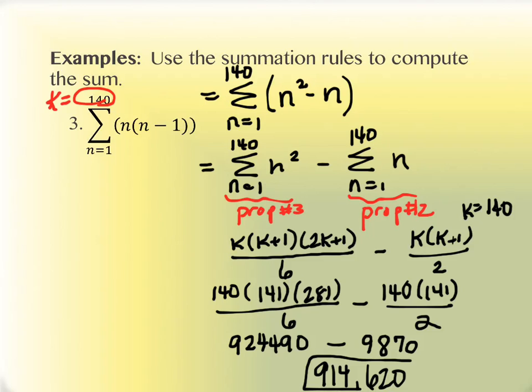I got the same number. Excellent. Thank you, Micaiah. And then did they subtract to give you the same thing? 914,620? Yeah. Excellent. So this summation is really big. I mean, 900,000 is a large value. All right, any questions on that?